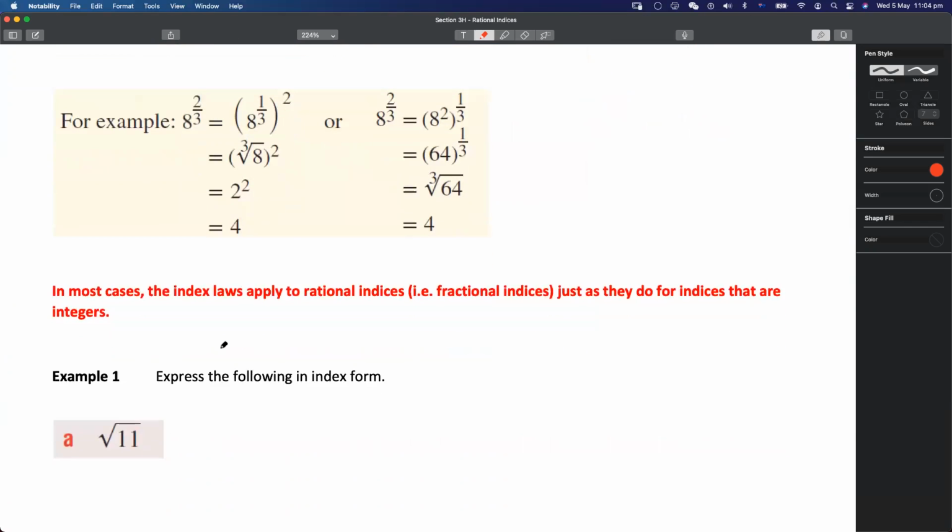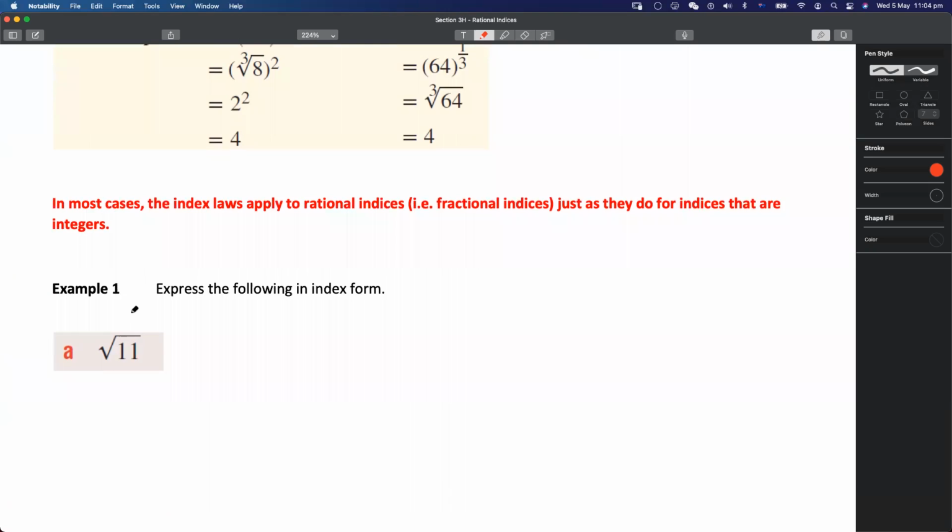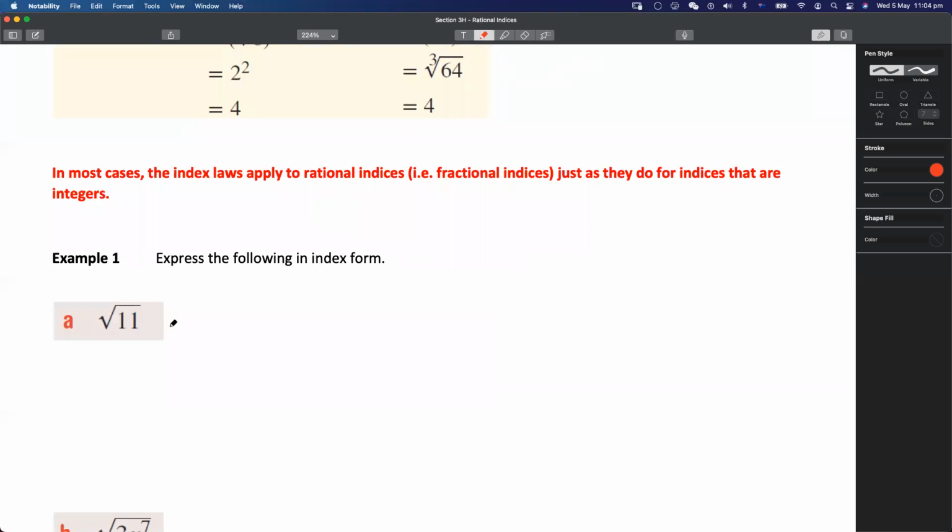In most cases, the index laws apply to rational indices, that is fractional indices, just as they do for indices that are integers. In other words, the index laws you've learned before are applicable to those fractional indices as well.